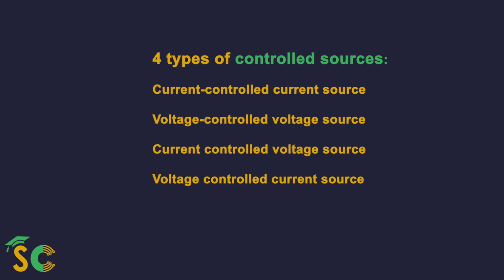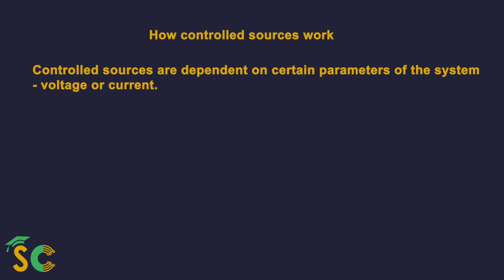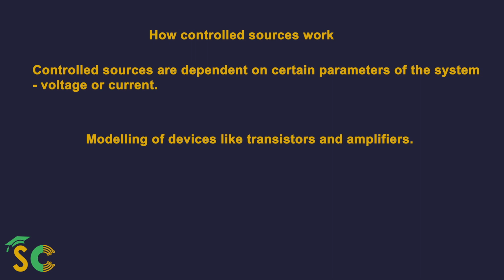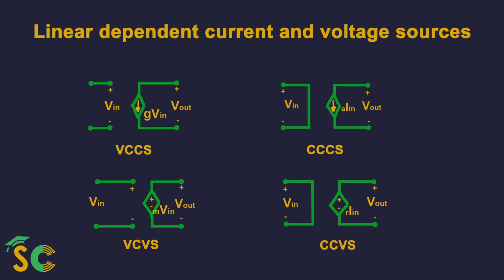Generally speaking, there are four types of controlled sources: current-controlled current source, voltage-controlled voltage source, current-controlled voltage source, and voltage-controlled current source. Dependent sources depend on certain parameters of the circuit, voltage and current. Dependent sources are used for modeling devices like transistors and amplifiers. The most frequently used sources are linear dependent sources. Here you can see schemes for the four types of controlled sources.